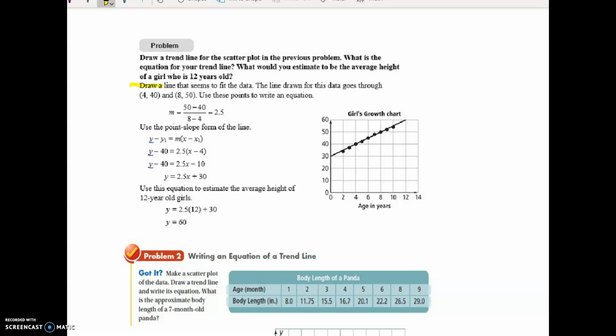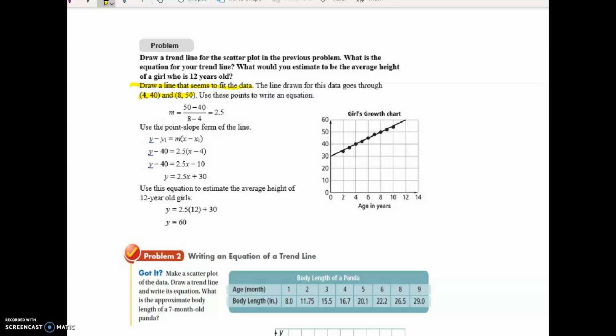So you will start by drawing a line that seems to fit the data. The line drawn for this data goes through, they picked 2 points. So this line goes exactly through 440, so they're going to use that point, and it goes exactly through 850. So we're going to use those 2 points to write an equation of the line.